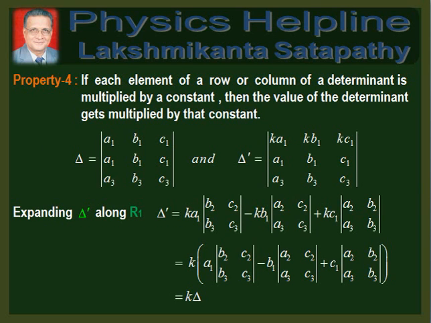The fourth property states that if each element of a row or column of a determinant is multiplied by a constant, then the value of the determinant gets multiplied by that constant. In the example, each element of the first row of determinant delta is multiplied by a constant k to obtain delta dash. Expanding delta dash along R1, we observe that its value is equal to k delta.